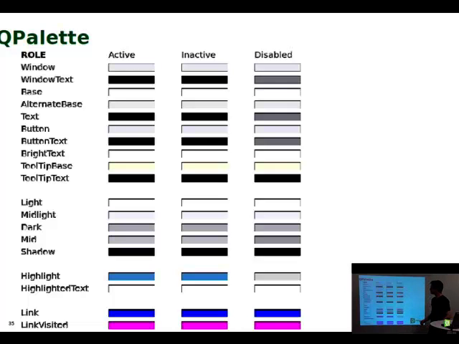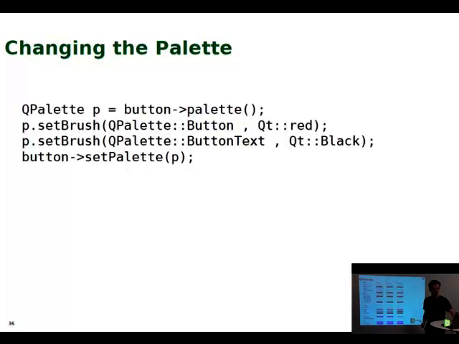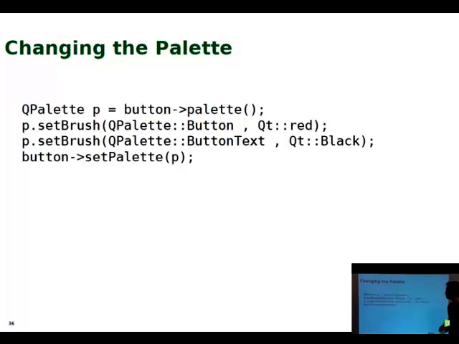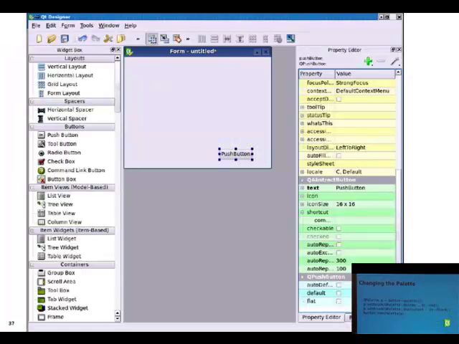It is important to always respect the palette. But if you want to change it, for example, if you want to have a green push button, you can do it. You just take the palette, you change the button background to green, you change the text to black, and you set the palette, and that should work.